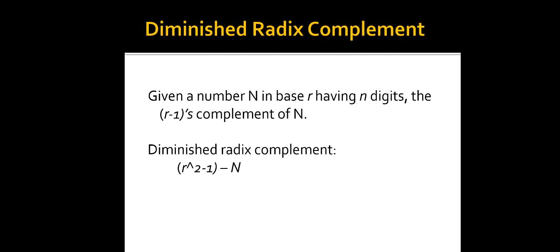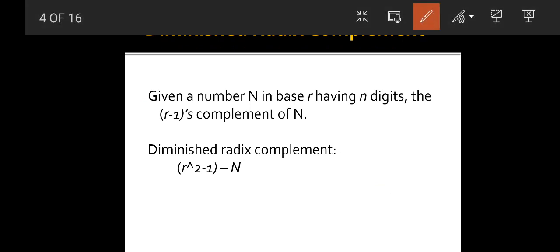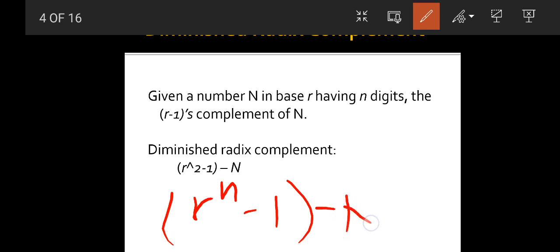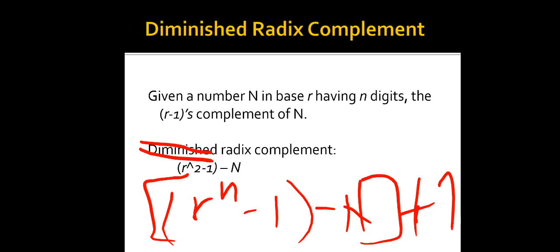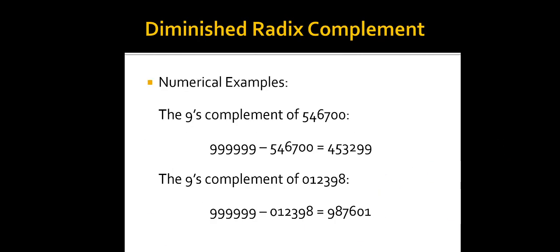For your diminished radix complement, you have R raised to the power of n, minus 1, minus n. Then to get your radix complement, your diminished radix result will be added by 1. So again, don't forget the formula, so that you can use it for your next topic.